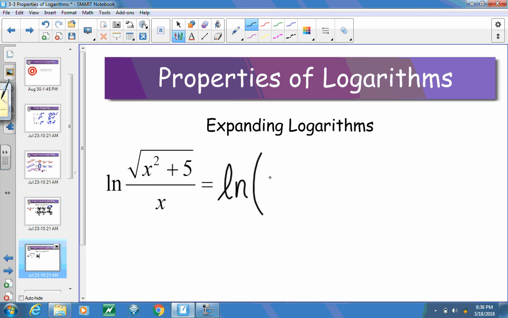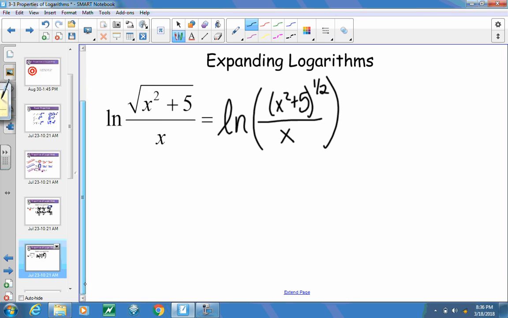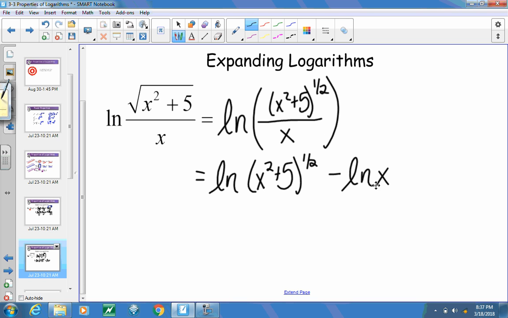So I'm going to take this as x squared plus 5 to the power of 1/2, and then divide this by x. So that square root here is the same thing as a power. So now I see that I've got the logarithm of a quotient, so that means I'm going to subtract. So I'm going to take the natural log of x squared plus 5 to the power of 1/2, and then subtract the natural log of x.